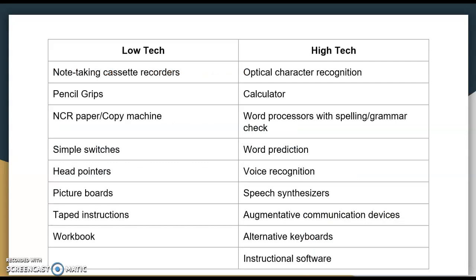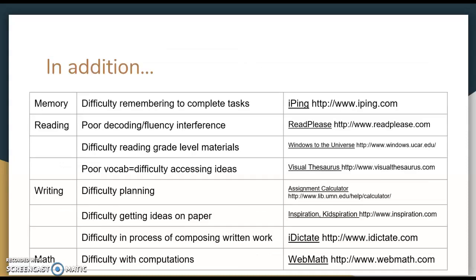So here are some examples. Low tech, you could do note-taking cassette recorders, pencil grips, NCR paper, copy machine, simple switches, head pointers, picture boards, taped instructions, or workbooks. And some higher tech options: optical character recognition, calculators, word processors with spelling or grammar checks, word prediction, voice recognition, speech synthesizers, augmentative communication devices, alternative keyboards, and instructional software.